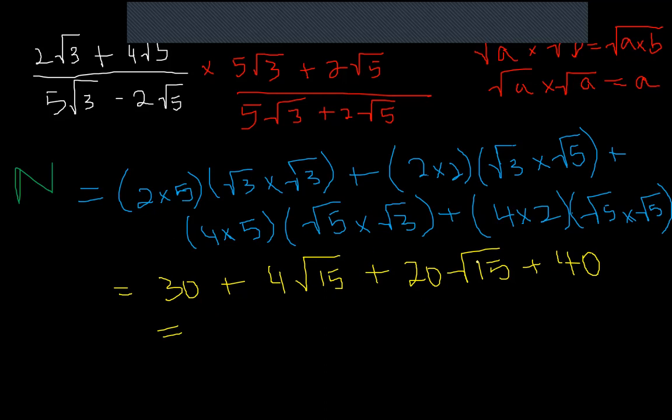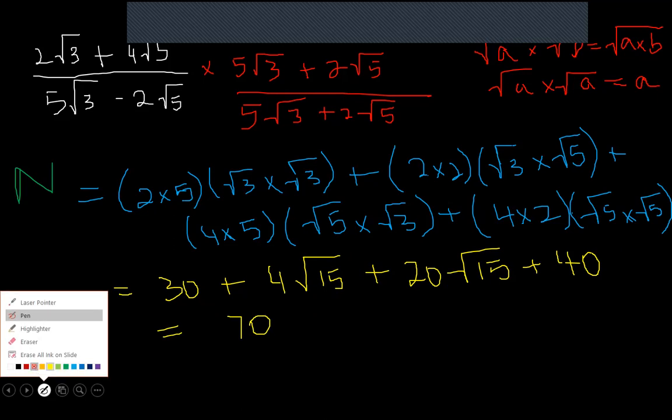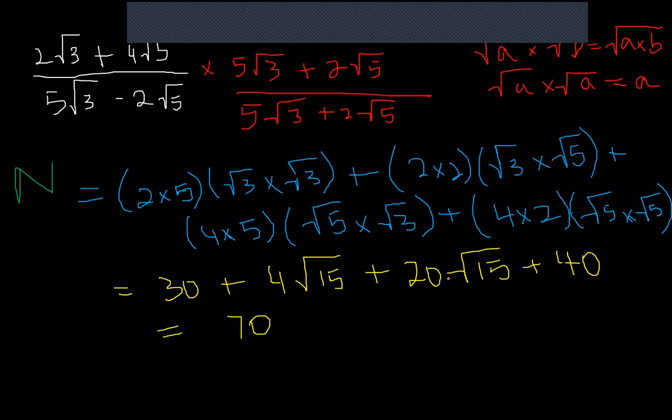But we don't just stay right here. We don't just leave it like this. We could simplify this even further. We know that 30 plus 40, that's 70. And we also learned how to add surds last class. We said the only surds that can be added or subtracted are like surds. And what are like surds? Like surds have the same radicand.